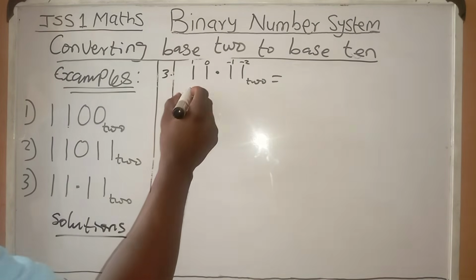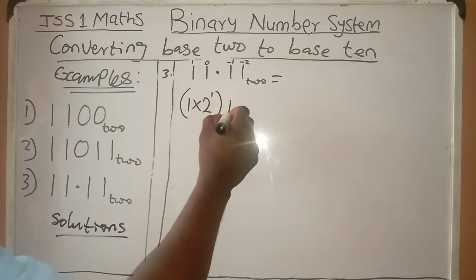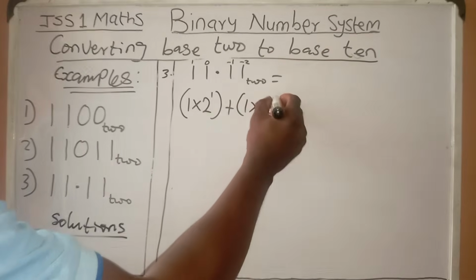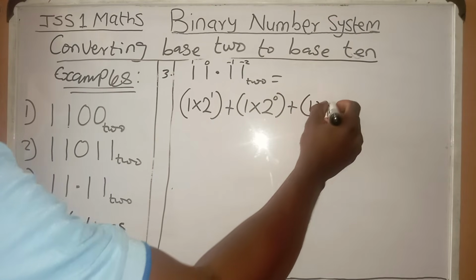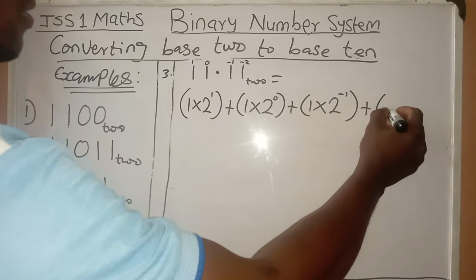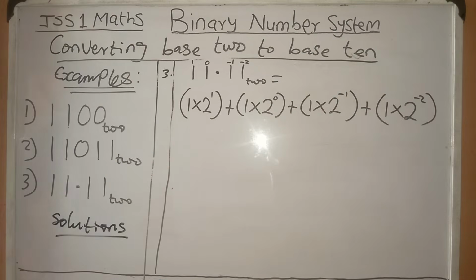Let's start now. The first one, 1 times 2 raised to power 1 plus, go to the next one, 1 times 2 raised to power 0 plus, we go to the next one, 1 times 2 raised to power minus 1 plus the last one, 1 times 2 raised to power minus 2. I hope this is very clear.